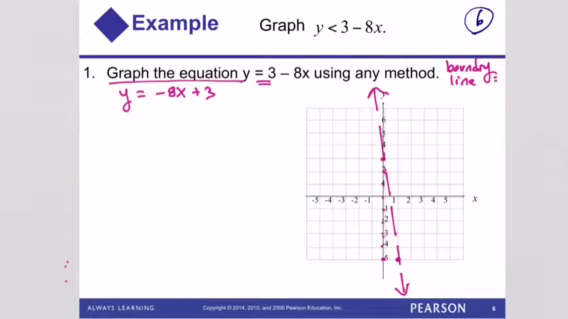Now you notice something very important about this graph, and that is that the line is dashed. The reason the line is dashed is because whenever you have less than or greater than, you graph it with a dashed line. The reason is because if you pick any of the points along this line, such as, sorry, that point's not quite on the line, 0, 3.